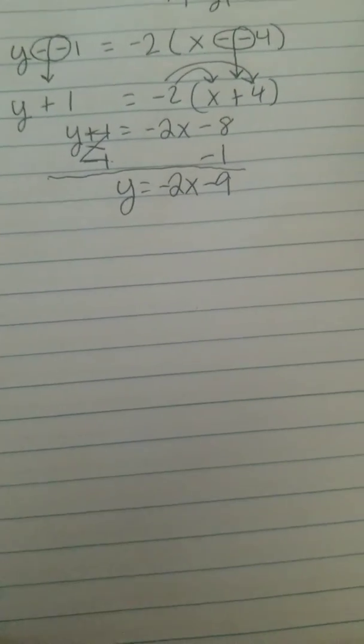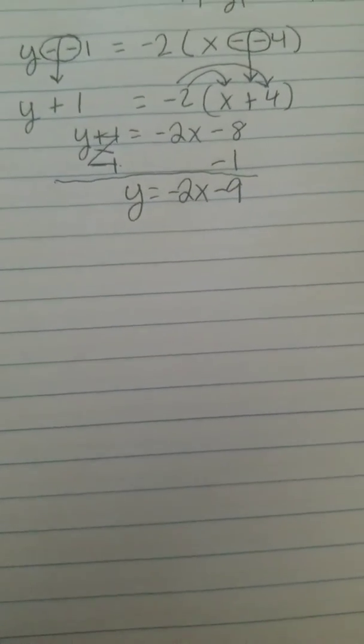So +1 and a -1 cancel each other out, so I'm going to put a zero there. y is -2x, and -8 minus 1 is -9. So your equation is y equals -2x minus 9.